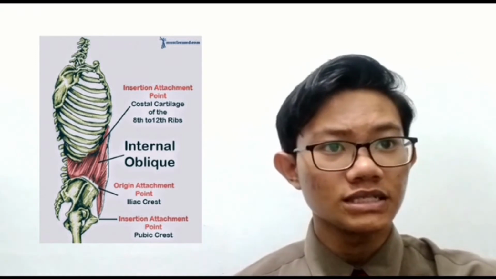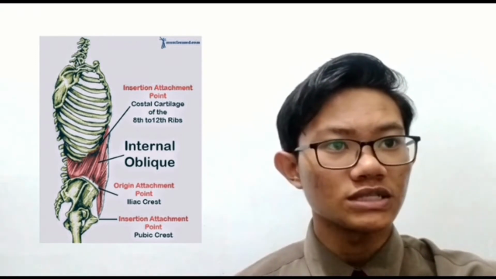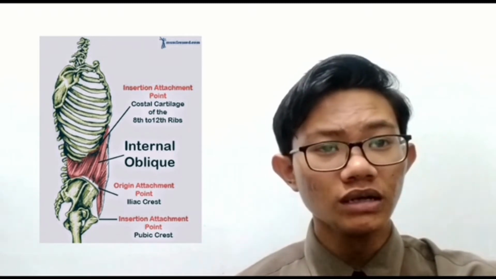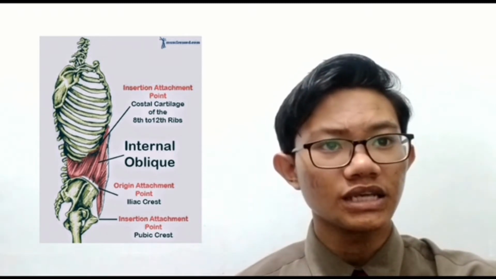The external obliques insert onto the abdominal aponeurosis, the linea alba, and the iliac crest, and the pubic bone. Stabilization is a key function.